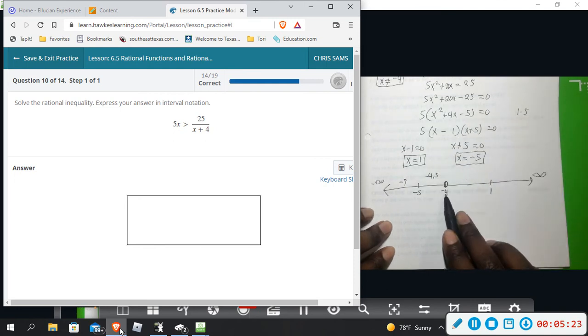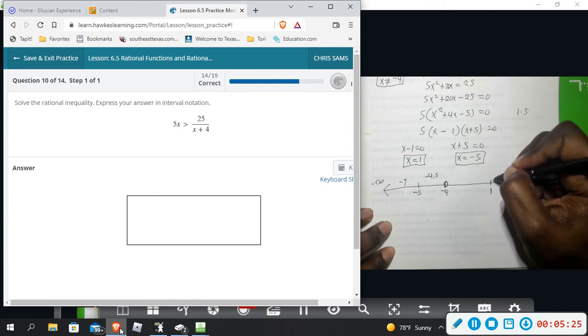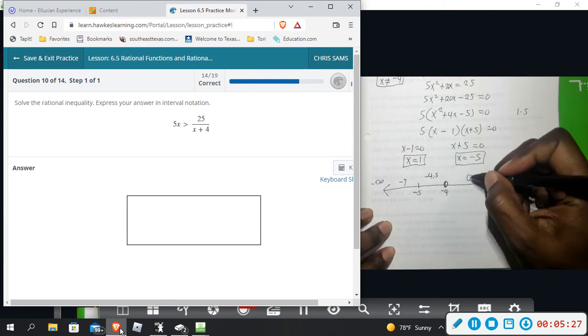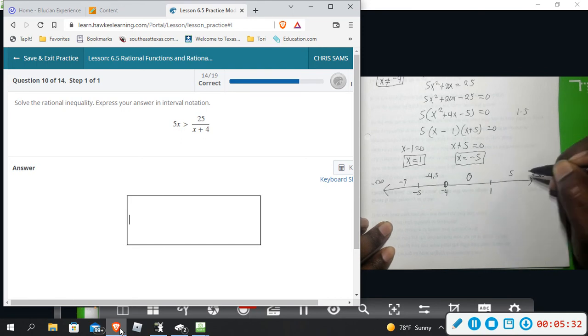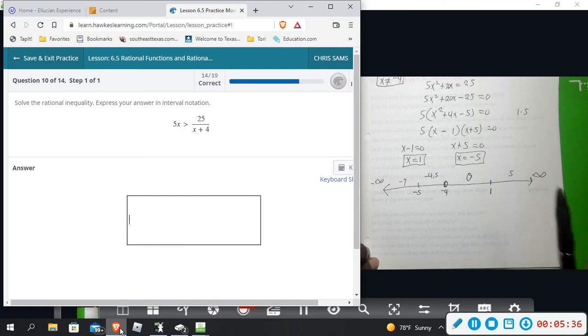And then between negative 4 and 1, I want to pick 0. That's the easiest number to use. And then 1 and infinity, let's just pick 5. It doesn't matter. Anything. I could have put 2. Now, usually what we do is we do this by hand.